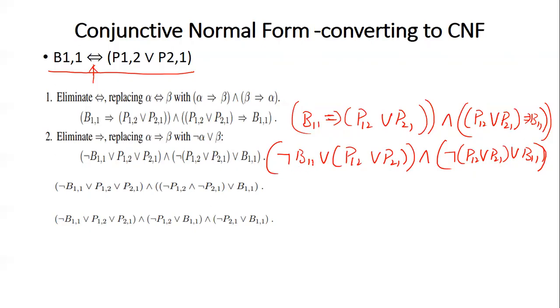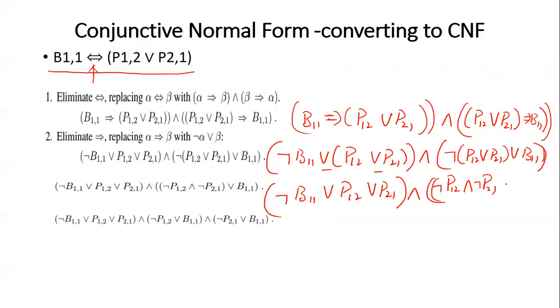Now apply De Morgan's law. In the first part, all three are connected using OR, so we can just join: not B11 or P12 or P21. Okay, fine. Here the not is there. When you move this not inside, this will become and. So not of P12 or P21, when you move it inside, it will become not P12 and not P21. We'll keep this bracket as it is, or B11.